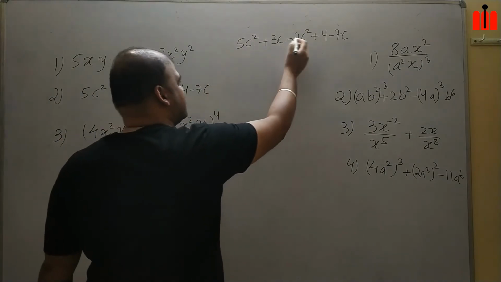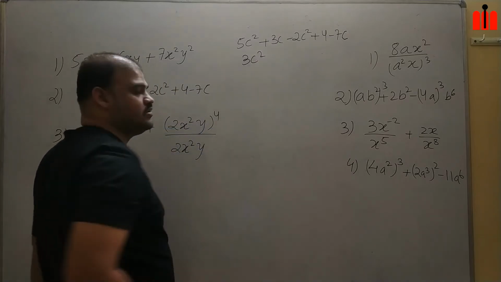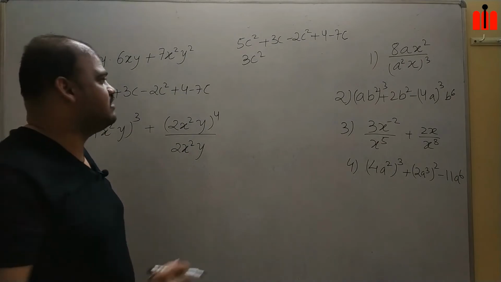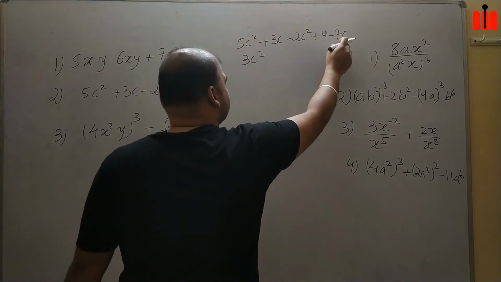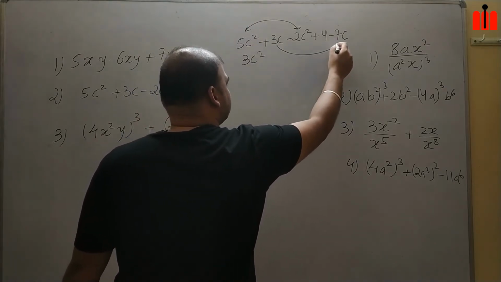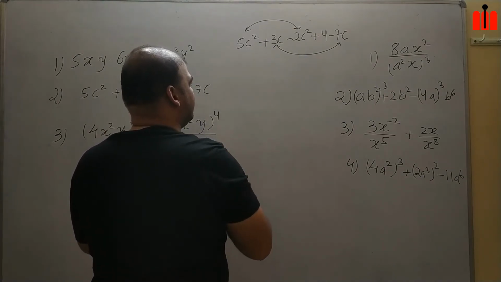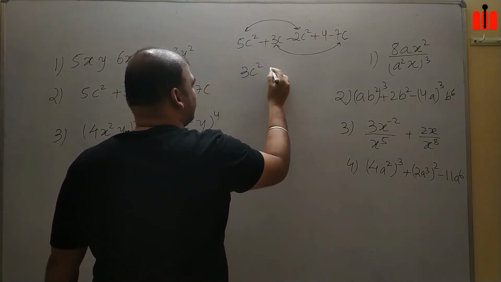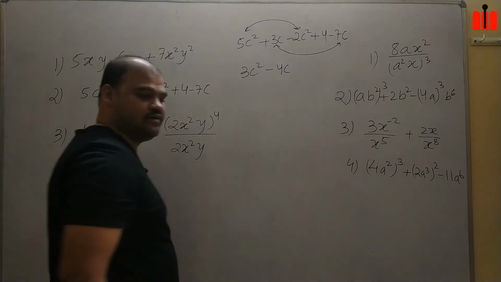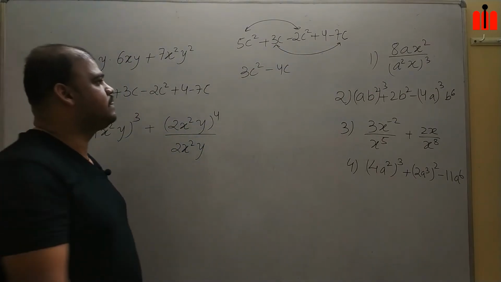So here the like terms are c square. So 5 minus 2 will become 3c square. Okay, 5c square minus 2c square, so it will be 3c square, 5 minus 2. Now 3c and 7c, these two are operated on because these two are like terms. 3c and 7c, so it will be 3c minus 7c, 3 minus 7, minus 4c. Okay, 3c minus 7c is minus 4c.